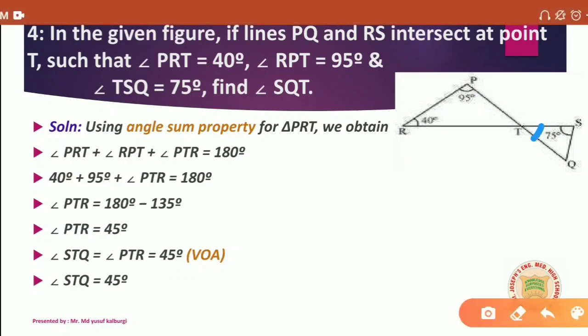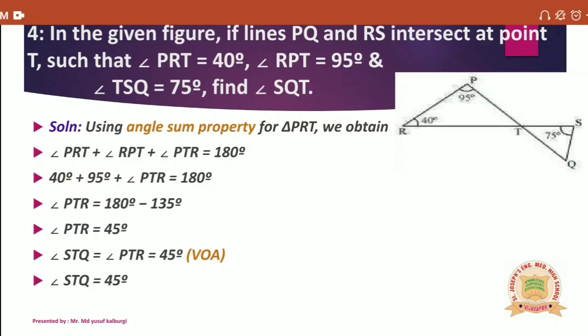Now we also have STQ, and we also know the value of TSQ. So one more angle we need to find out, that is SQT. This angle we are going to find out. Again we can apply the angle sum property here.